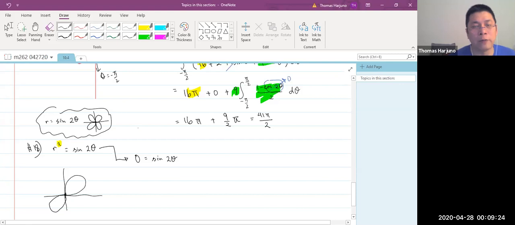Well, anyway, how do we find out? We did this problem earlier. So you will get theta equals 0 and theta equals pi over 2. Now, how about our integral? The area of one loop will be 1/2 the integral from 0 to pi over 2 of r squared. But our r squared is already sine 2 theta. You see what I mean?